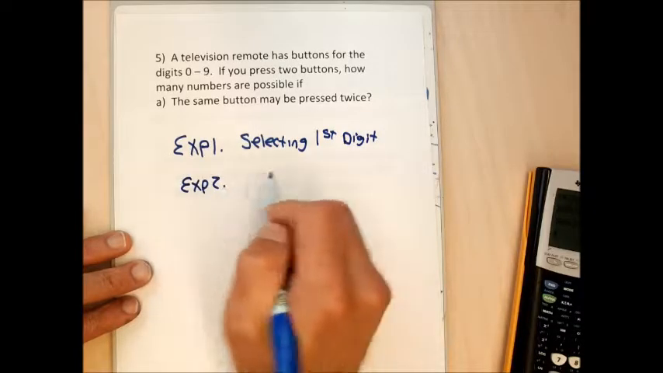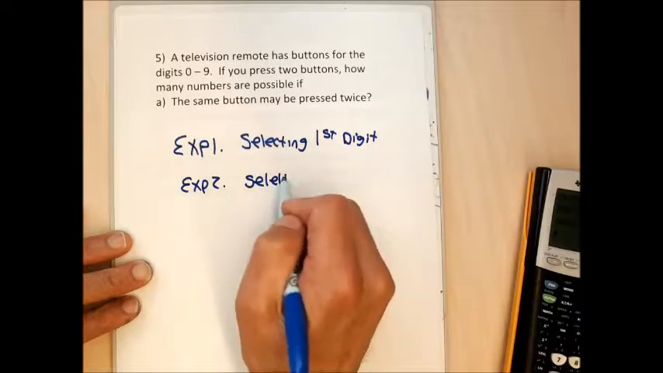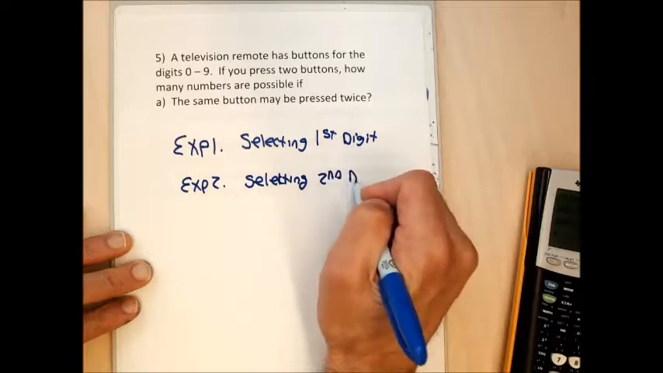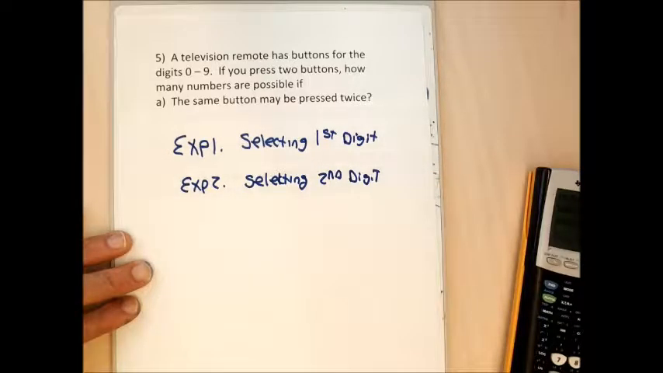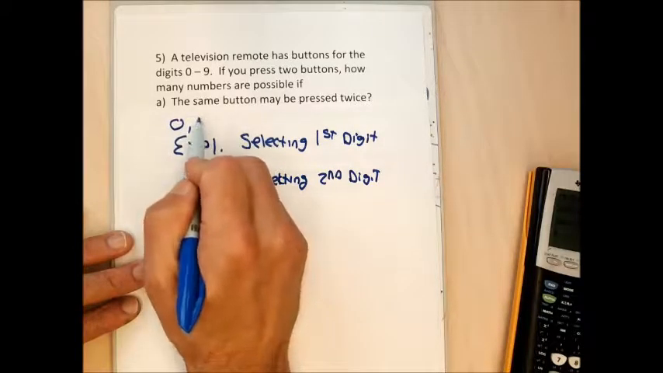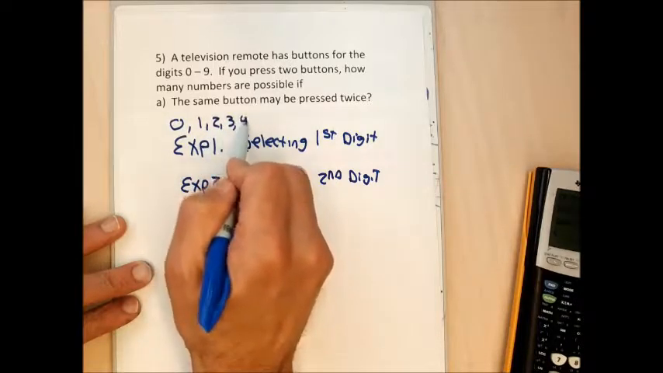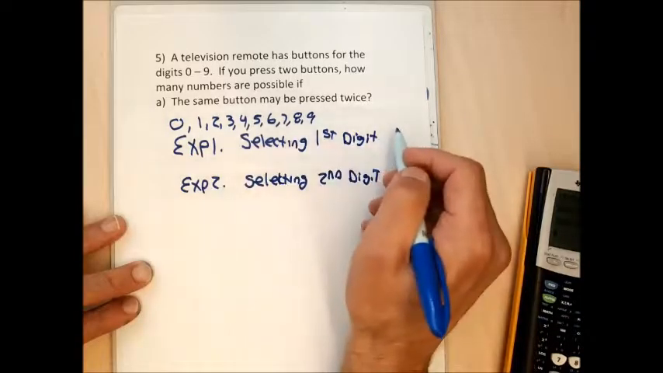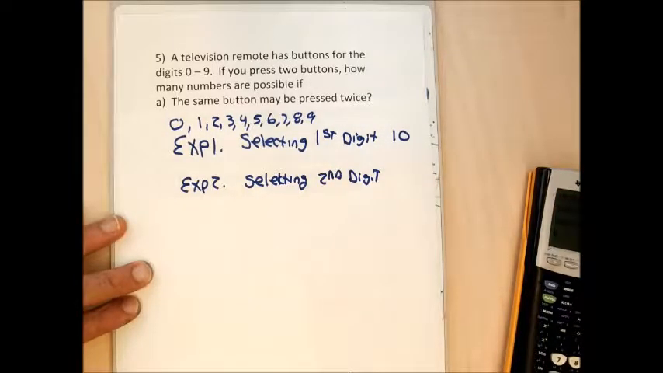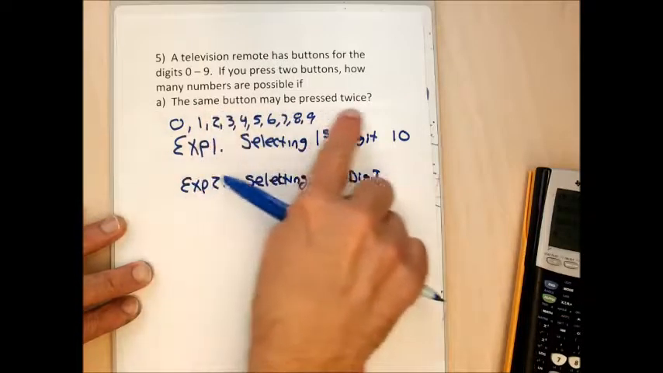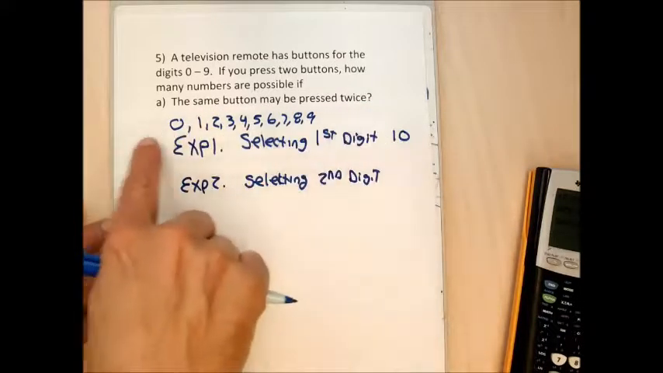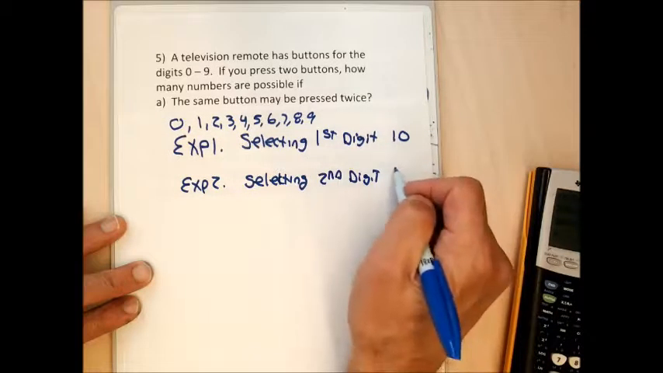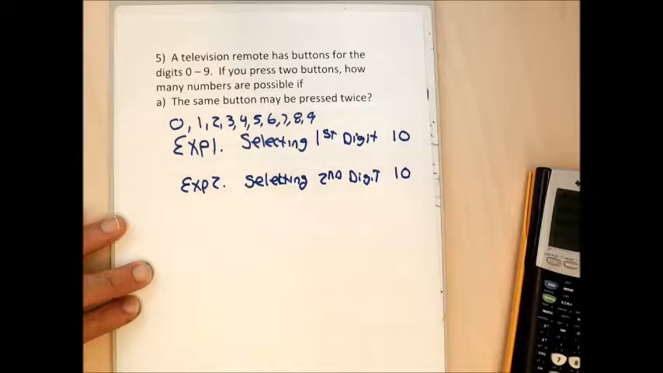Experiment 2 is going to be selecting the second digit. For experiment 1, I can get any number between 0 and 9. And this is tricky because there's 10 numbers there. The numbers 1 through 9 and the number 0, there's 10 possible outcomes for experiment 1. For part A, because the same button can be pressed twice, regardless of what button I press on this first experiment, all 10 buttons are available for my second experiment, so there's 10 possible outcomes for the second experiment.